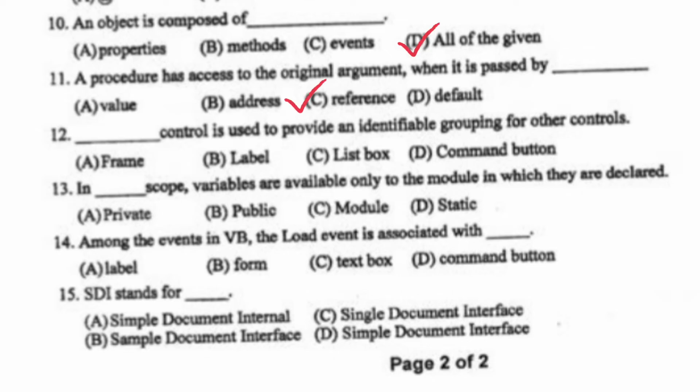reference. Dash control is used to provide an identifiable grouping for other controls. Frame. In dash scope, variables are available only to the module in which they are declared. Private. Among the events in Visual Basic, the load event is associated with form. SDI stands for Single Document Interface.